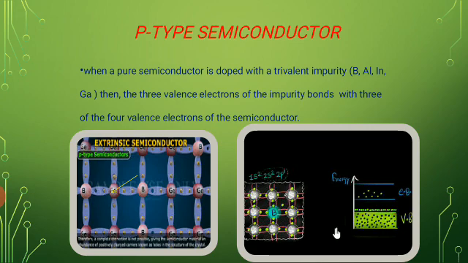So by the addition of trivalent impurity atoms with the pure semiconductor, the number of holes increases. So the P-type semiconductor consists of more and more holes as the majority charge carriers due to the addition of trivalent impurity atoms.